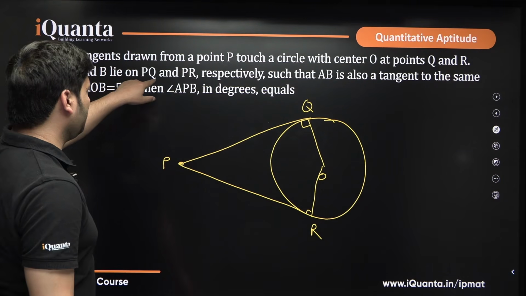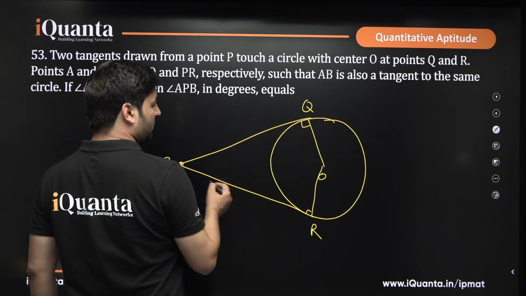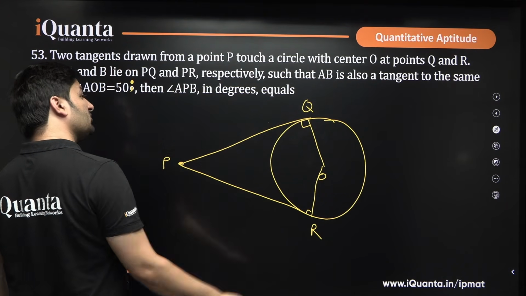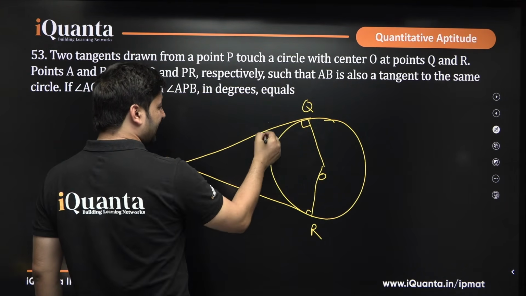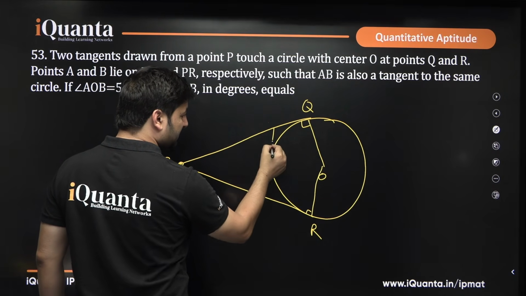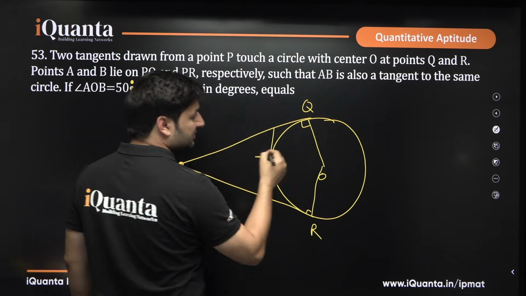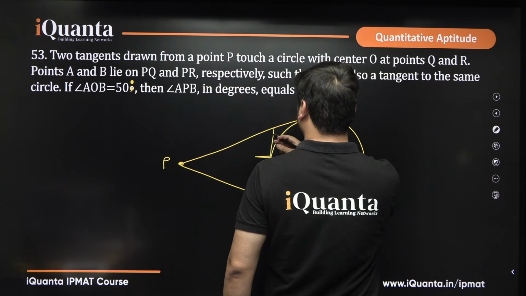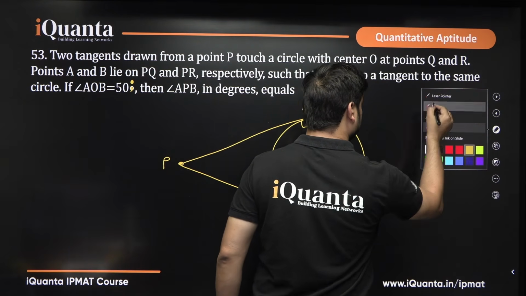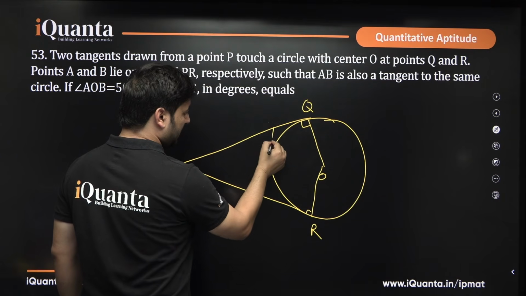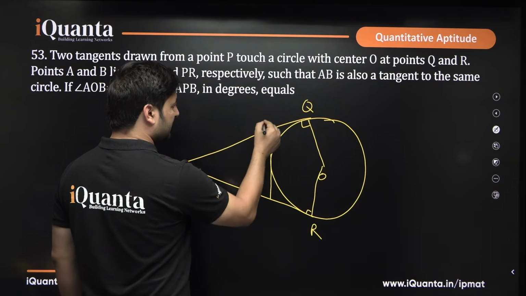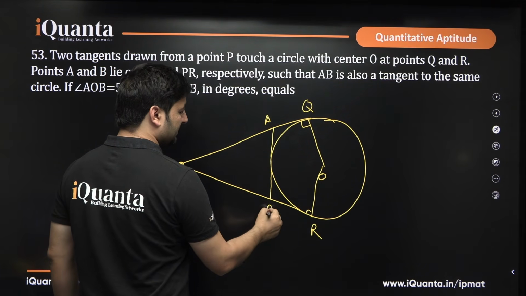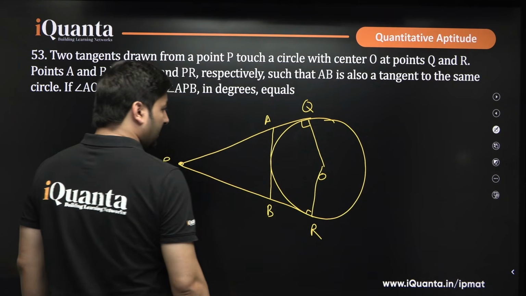Points A and B lie on PQ and PR. So A lies on PQ, B lies on PR, such that AB is also tangent to the same circle. So if A lies here, B lies here, you have to make it a tangent. It will be something like this. Let me just erase this. A lies here, B lies here, such that it has to be a tangent. It will look something like this. I hope this is clear.